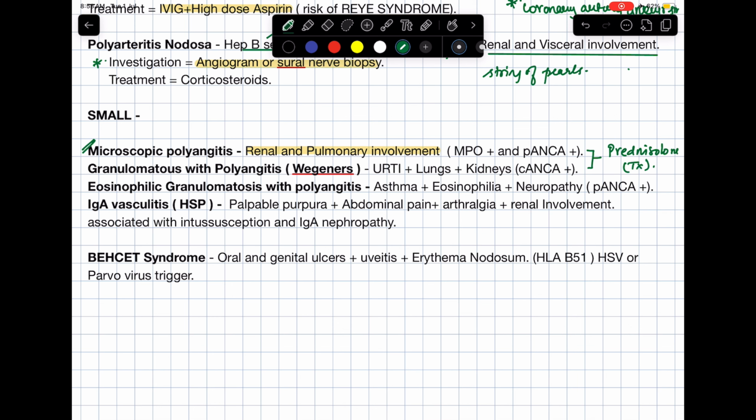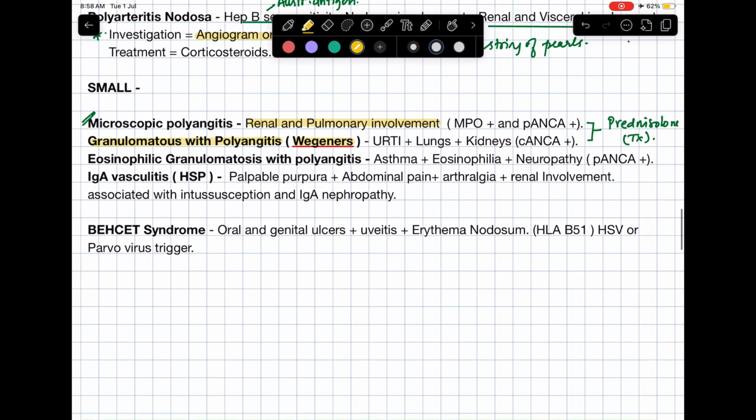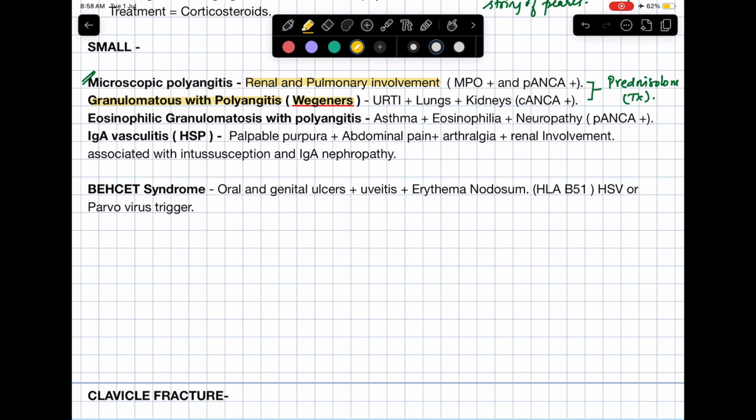For this, you have to know that there is ENT involvement, lung involvement, and kidney involvement. ENT means upper respiratory tract infections would be there, and it is associated with c-ANCA. And the treatment is similar to microscopic polyangiitis, that is prednisolone or cyclophosphamide.